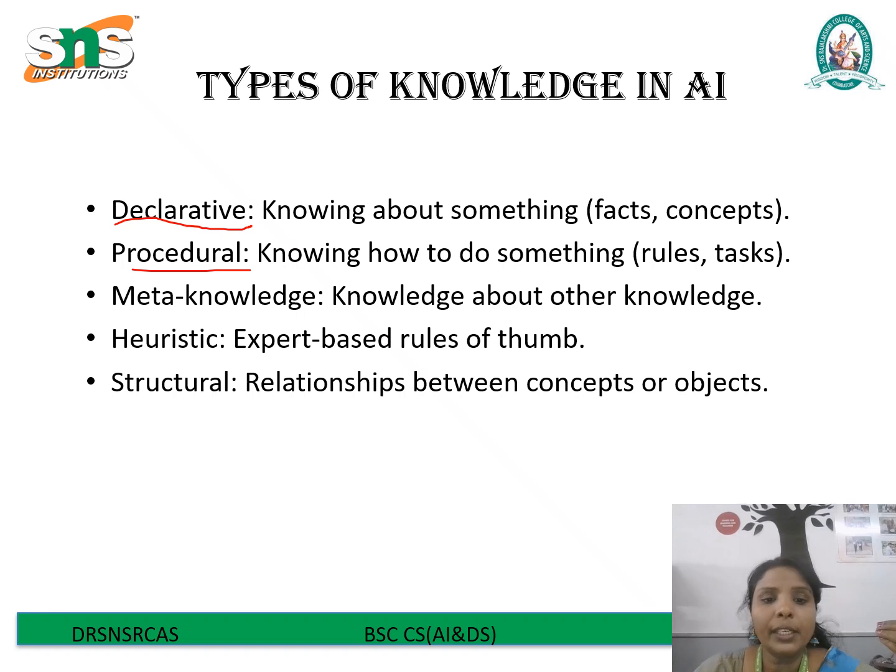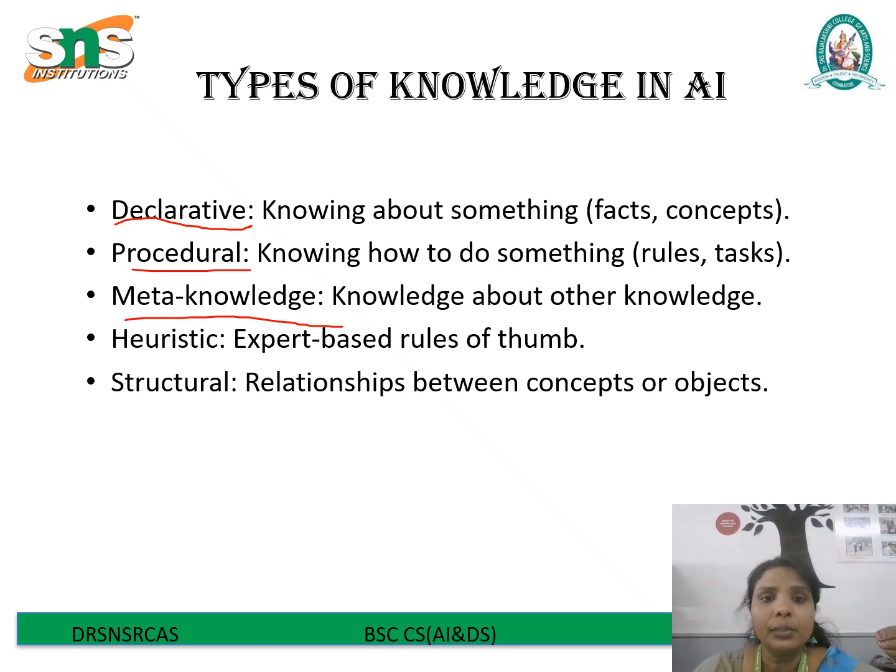Next one is meta knowledge. Meta knowledge is a higher level of knowledge. It refers to knowledge about other types of knowledge. For example, an artificial intelligence may be aware that it lacks the correct data to make a decision and therefore requests user input. This type of knowledge helps machines manage and adapt their reasoning strategy.